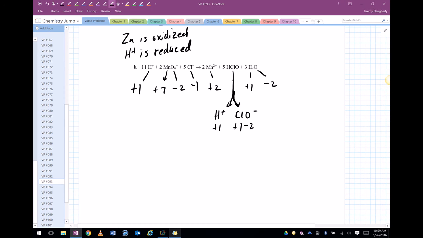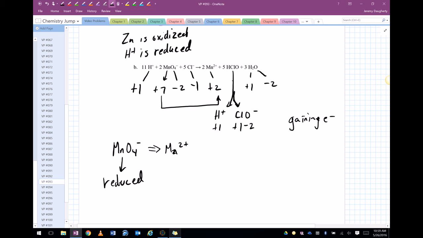Okay, so let's take a look. Hydrogen's positive 1, still positive 1. Manganese, positive 7 over here, positive 2 right there. So it went from positive 7 to positive 2. The only way to do that is to gain things that are negative. So if the manganese in the permanganate is going to manganese 2+, we said that it is gaining electrons, which is reduction. So that means the permanganate is being reduced.